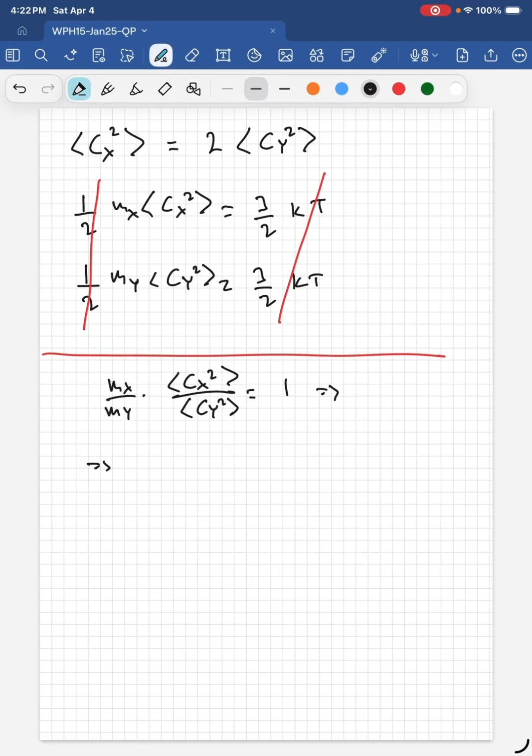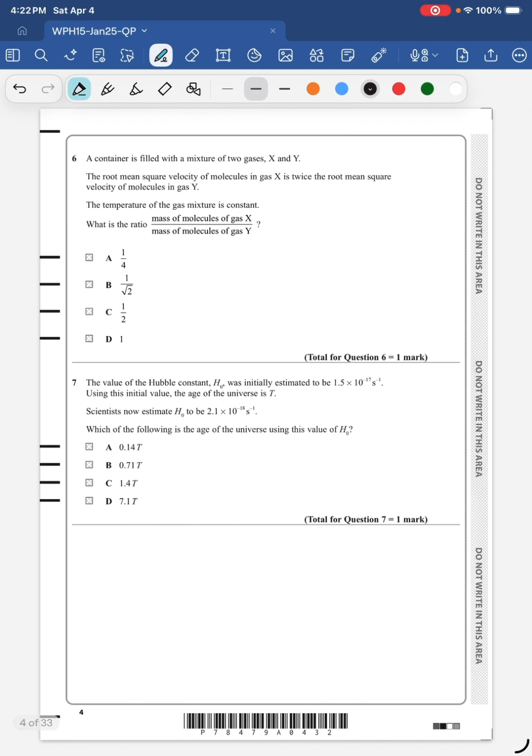But we know that cx squared is 2cy squared. So we have mx over my times 2, right? Because you can cancel this and replace it with a 2. This is equal to 1. Therefore, mx over my is simply 1 over 2, right? And I think this is what they ask us to find, right? Yes, the mass of molecules of gas X over the mass of molecules of gas Y. Therefore, the correct answer is C.